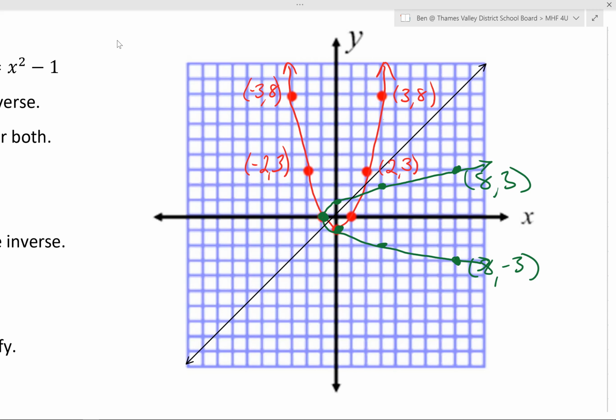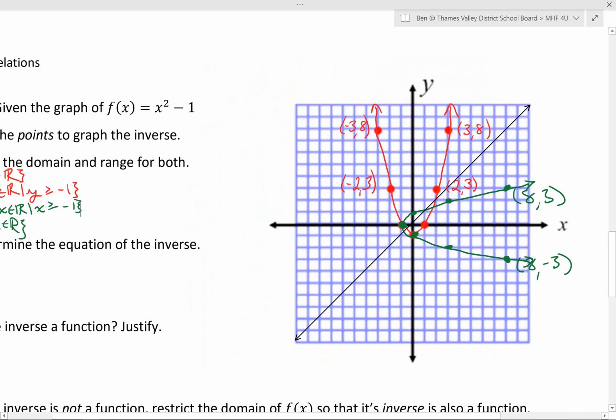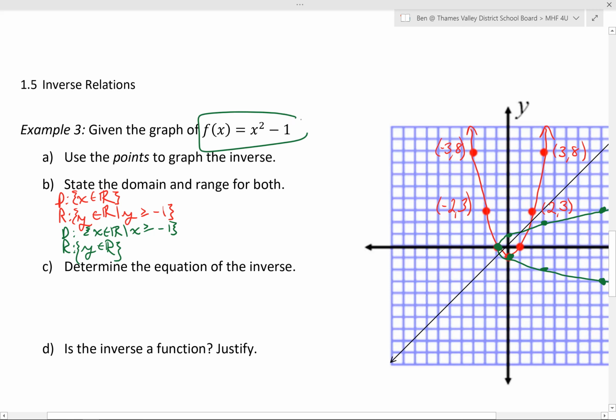So pause the video here if you would like. Try and predict what the base function of the inverse will be. What we need to recognize as well is that this is going to be the inverse of a quadratic. Well, what's the opposite of squaring something? The opposite of squaring something is square rooting something.